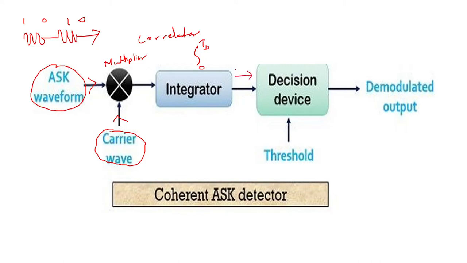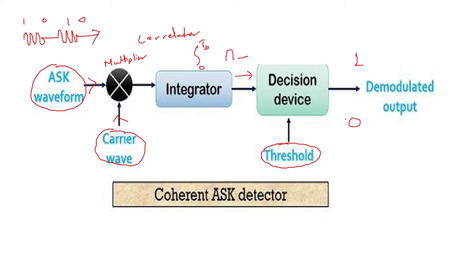Okay, now this will be some amplitude, say for 1 it will be like this, for 0 it will be some amplitude. That will be compared with the threshold voltage as we have done in the asynchronous method also. If the input here is more than the threshold voltage, the output will be logic 1. If the input is less than the threshold voltage, the output will be logic 0. And in this way, you can detect back the binary data at the end. This is called coherent detection.